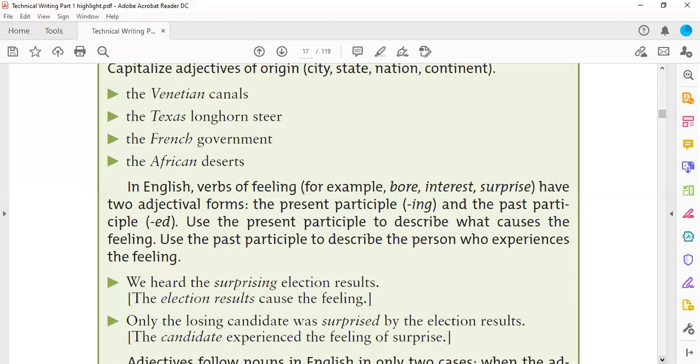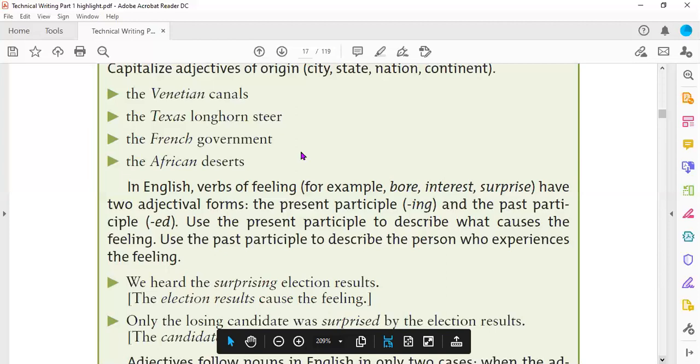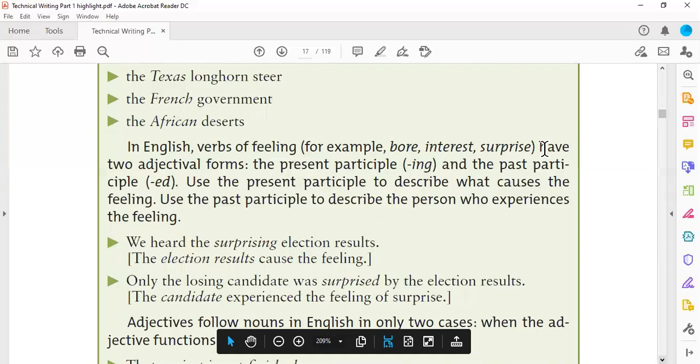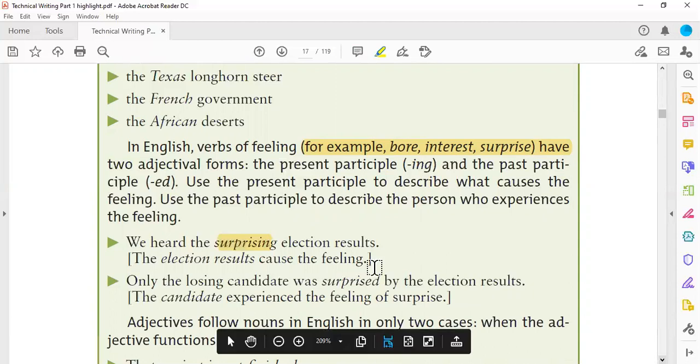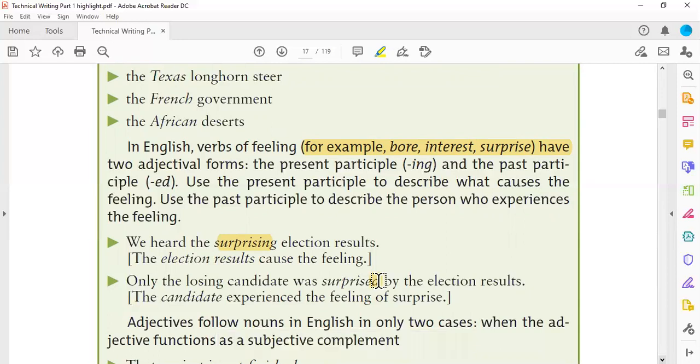Here, you should understand that when these adjectives have ing, they express feeling, okay? We call these verbs of feeling. So when we add ing here, it causes us a feeling. For example, we heard the surprising election. The election is surprising. Why is it surprising? Because it caused us to feel this thing, okay? And that's why we have ing. But in the second sentence, we add ed to the adjective. Why is it ed? Because the feeling comes to us, that we experience it, okay?